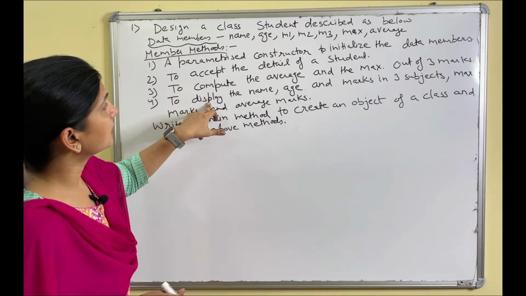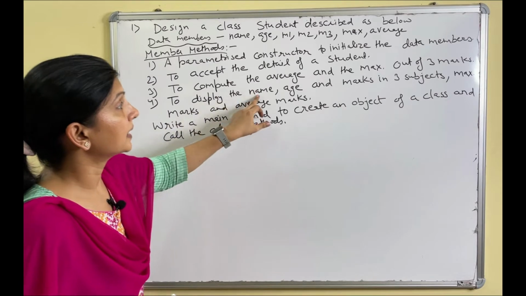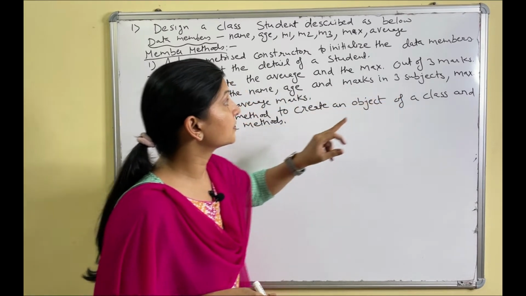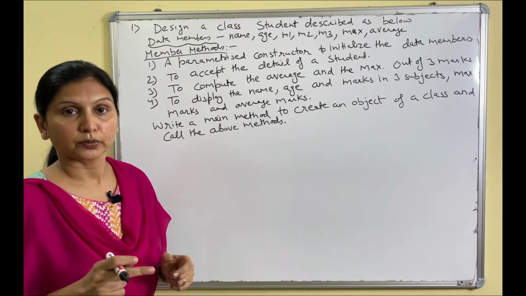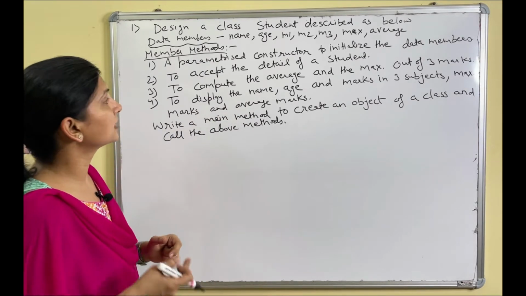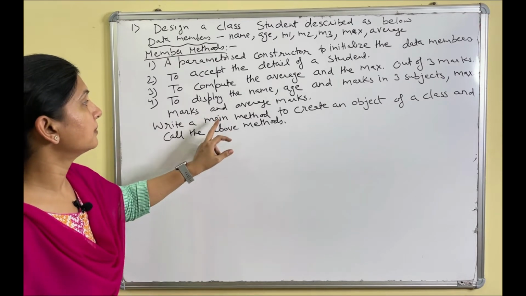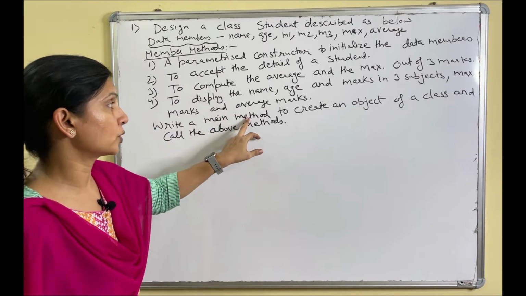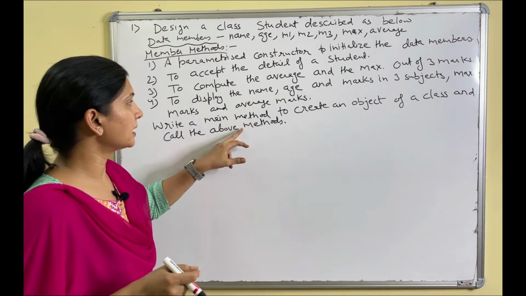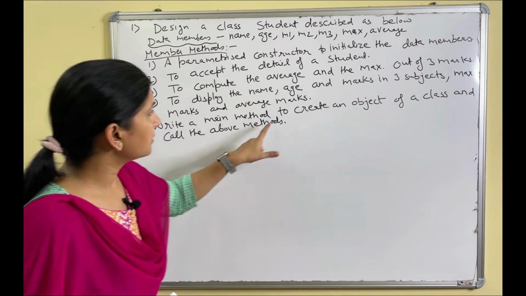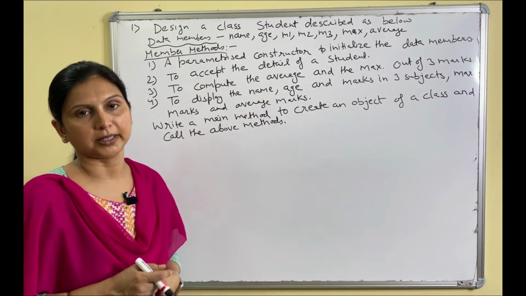Now the last method is to display the name, age and marks in 3 subjects, maximum marks and average mark. So we have to make one more method to display all this information. Then at the last we have to make the main method. If it is asked to make the main method, then only we will make it. Main method to create an object of a class and call the above methods.